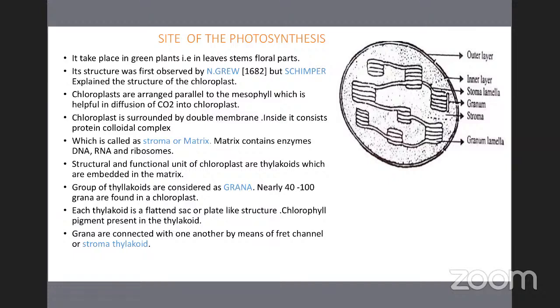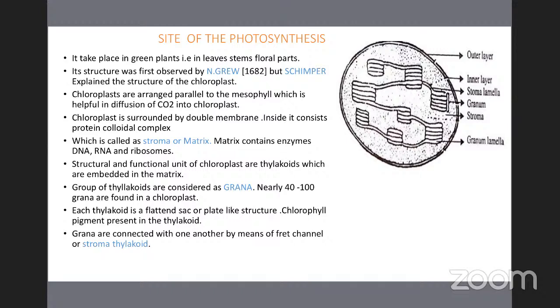Usually photosynthesis takes place in green plants. That means in green parts of the plant, like leaves, stem, and floral parts. So in all the green-colored parts, we can see the chloroplast. And the chloroplast structure was first observed by N. Grew in 1682. But later on, Schimper explained the structure of the chloroplast. So it was discovered by Grew, and the detailed structure was given by Schimper.